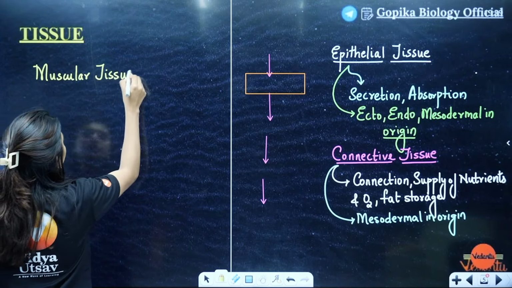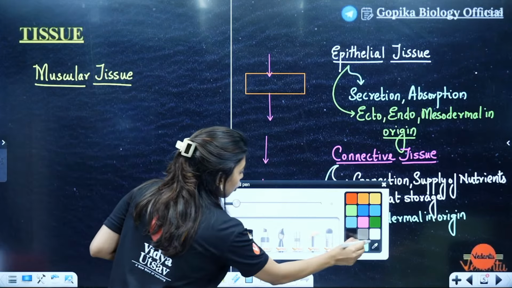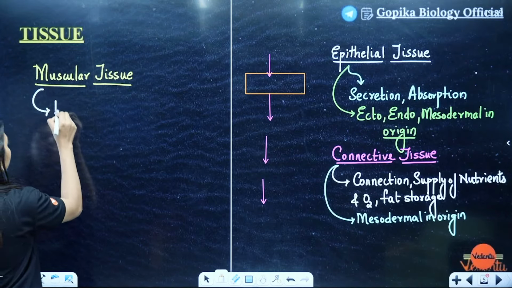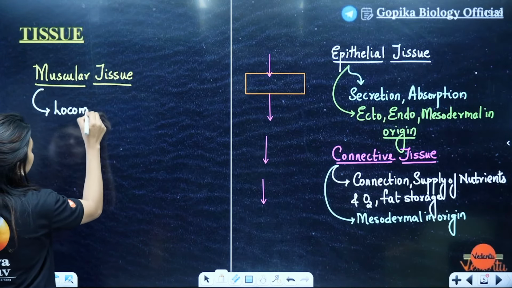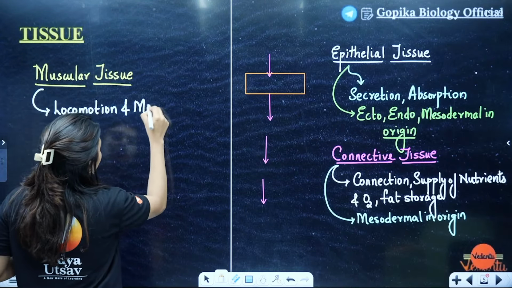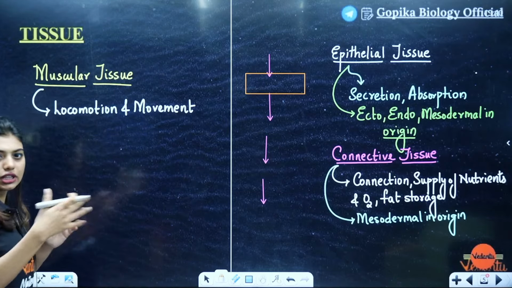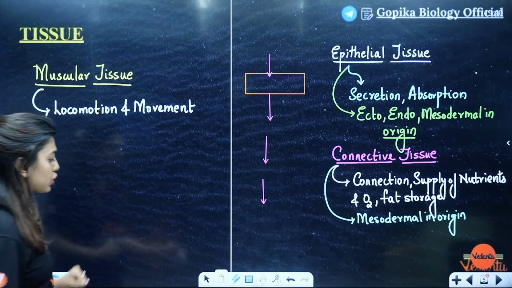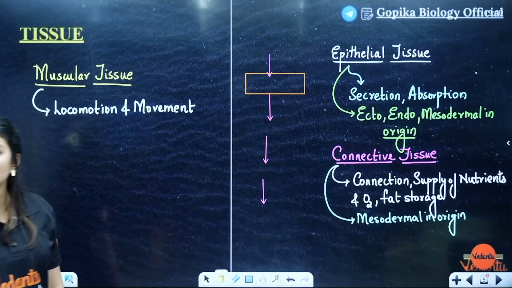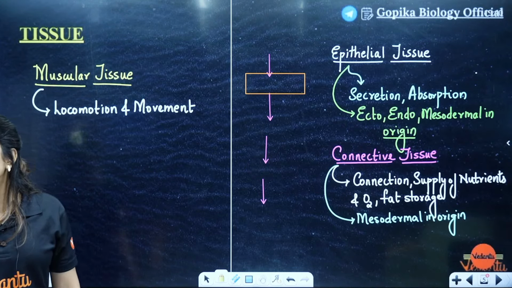Muscular tissue. What are they going to do, students? Ma'am, they are going to help us with locomotion and movement, right? That is what the chapter is about. So these people are obviously going to help us with locomotion and movement, and not only that, students, they'll be present in our visceral organs, cardiac muscles, all that also we are going to study, right? So locomotion and movement is going to be their main function. And what is their origin? Can you guess their origin?